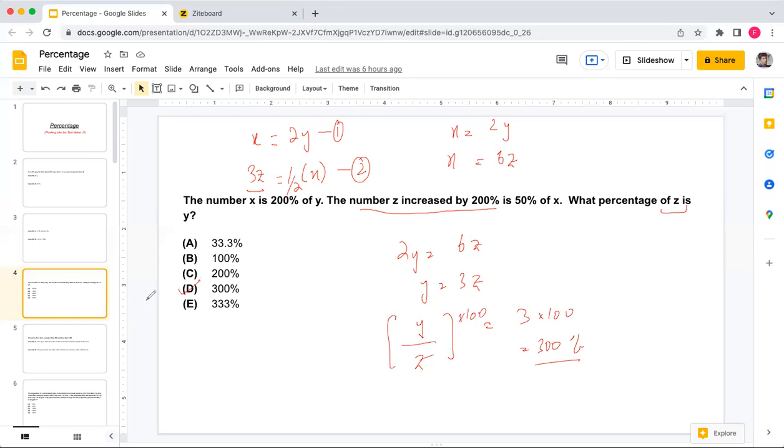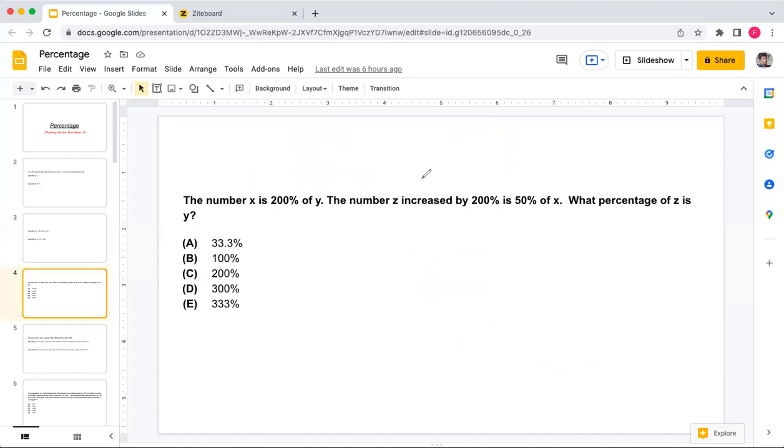Got the point? How could you find that? What percent of Z? We are taking Z as a reference. So how do you interpret that number Z increased by 200%? How come you use 3Z there? Okay, let's do it this way. If I am increasing Z by 200%, Z adds in this 200% of Z. That will be Z plus 2Z, which is 3Z.